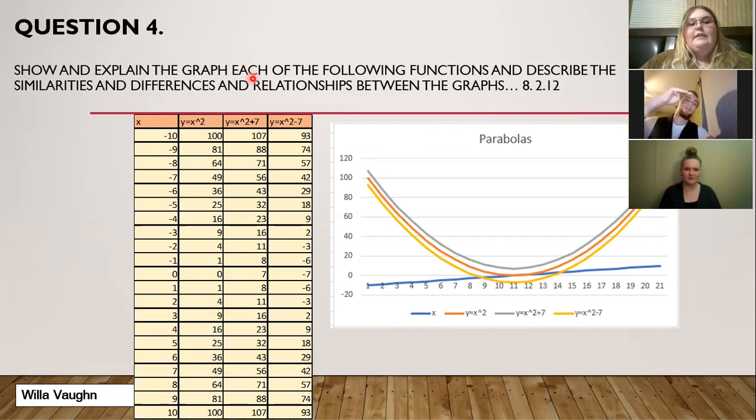Slight vertical changes between them. Yeah, so you can see over here, in our table, they're just similar enough that they're going to be just a little bit off of each other. Right. Okay. And the vertical change is caused by the +7 or the -7 working outside of the x squared. Yeah, exactly.